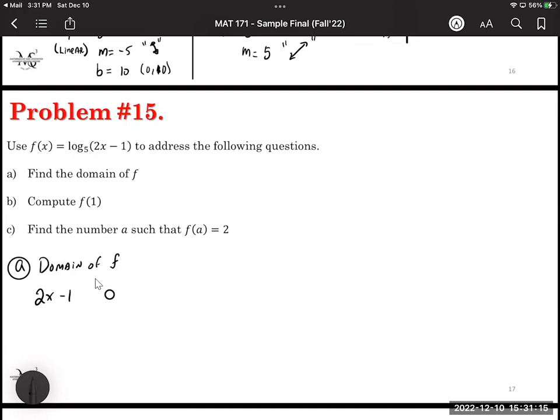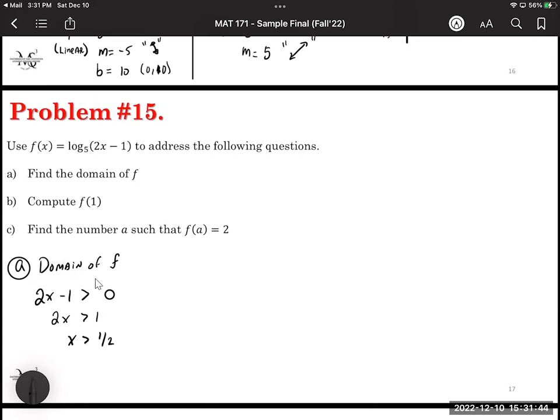It's a greater than sign. It has to be greater than. So 2x minus 1 is greater than 0, and you solve for x. If you solve for x, you add 1 to both sides. You get 2x is greater than 1. And then you would divide by 2. So you get x is greater than 1/2.